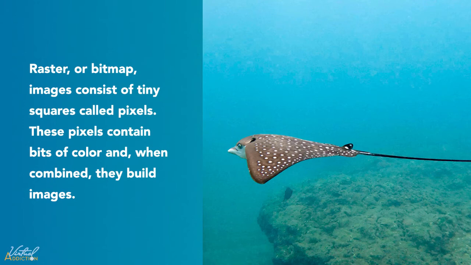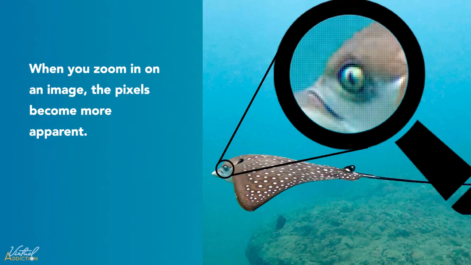Raster, or bitmap images, consist of tiny squares called pixels. These pixels contain bits of color and, when combined, they build images. The more pixels in an image, the higher the quality, and vice versa. When you zoom in on an image, the pixels become more apparent, while the details of the image become blurry. Notice how the edges of the eagle ray become pixelated and jagged when magnified. This is a key indicator of a raster-based image.